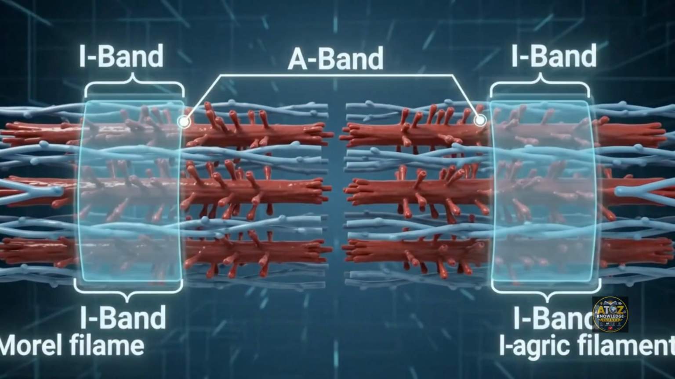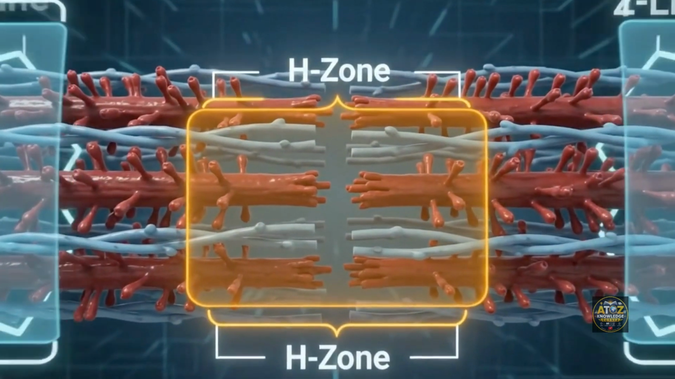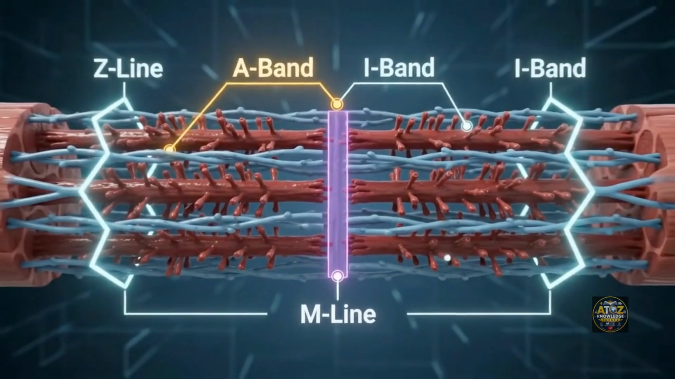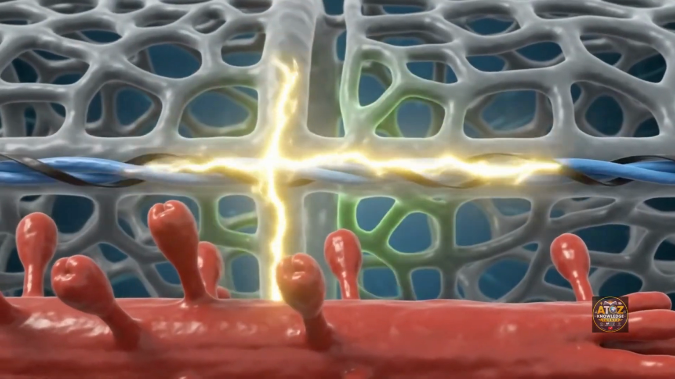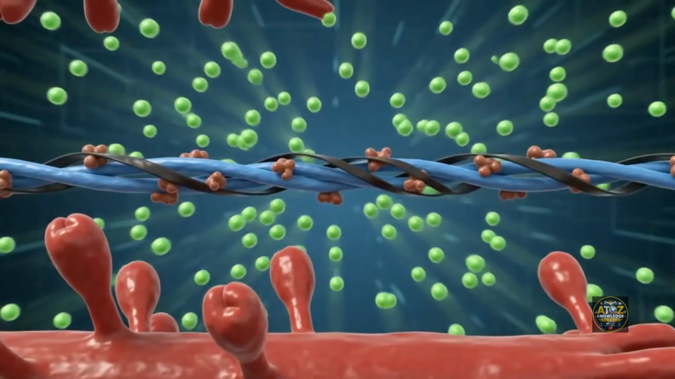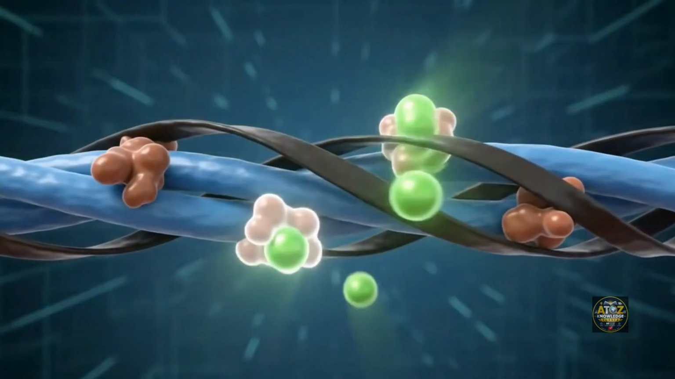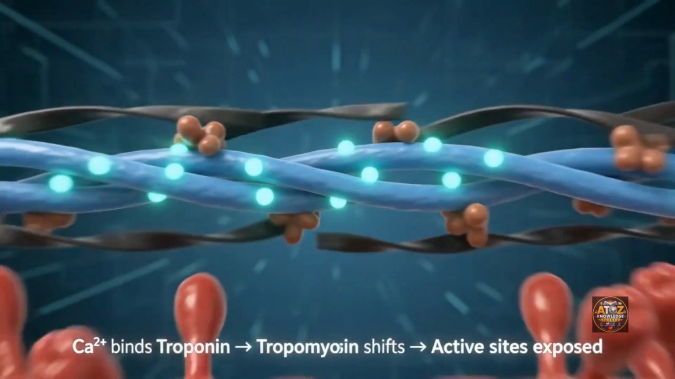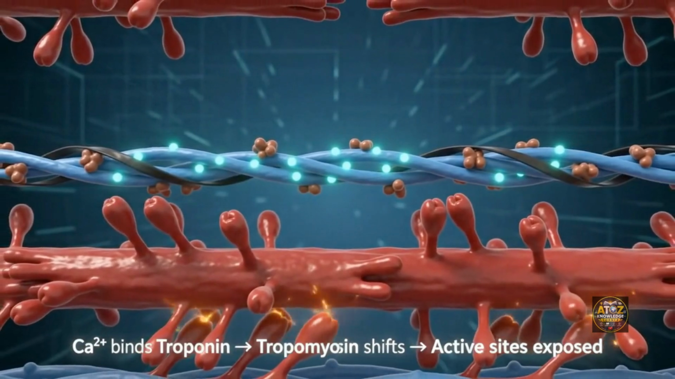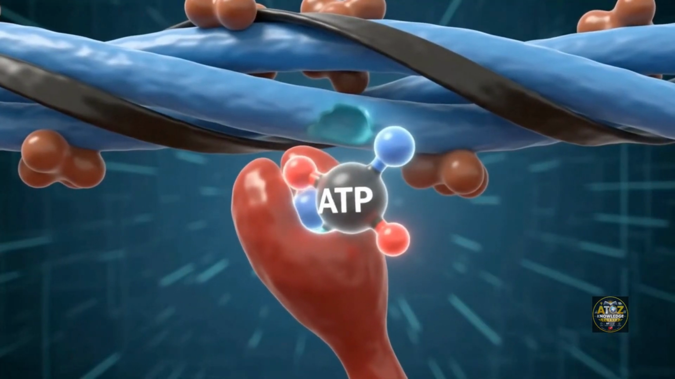The A-band spans the full length of thick myosin filaments. I-bands contain only thin actin filaments. The central H-zone has only myosin. A nerve impulse triggers the release of calcium. Calcium ions flood from the sarcoplasmic reticulum, binding troponin and causing a conformational change. This shifts tropomyosin. Now, an ATP molecule binds to the myosin head.